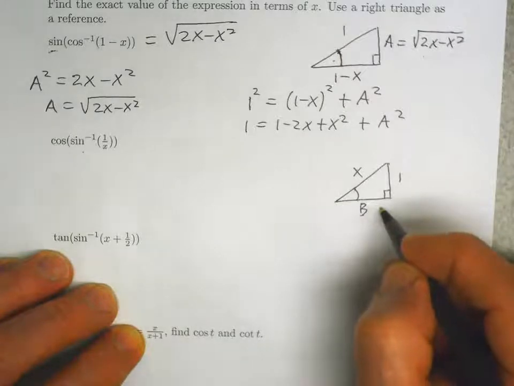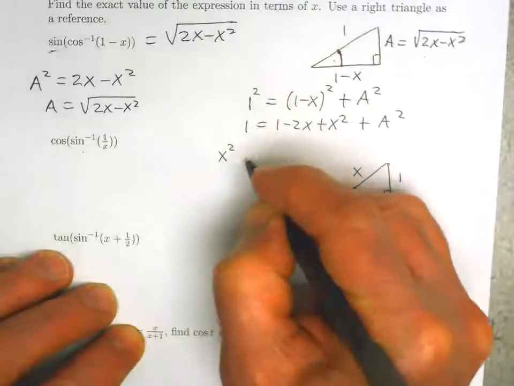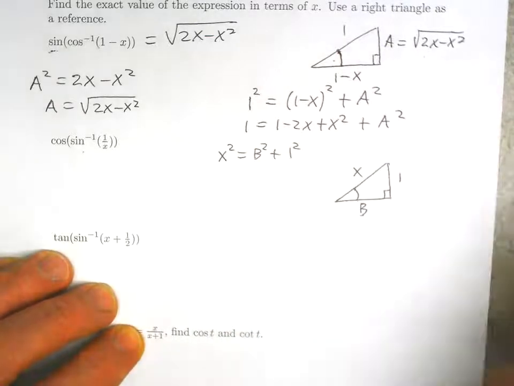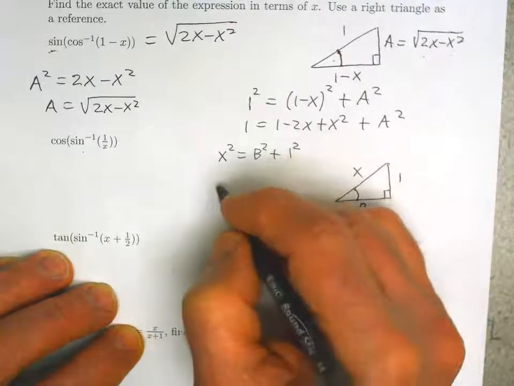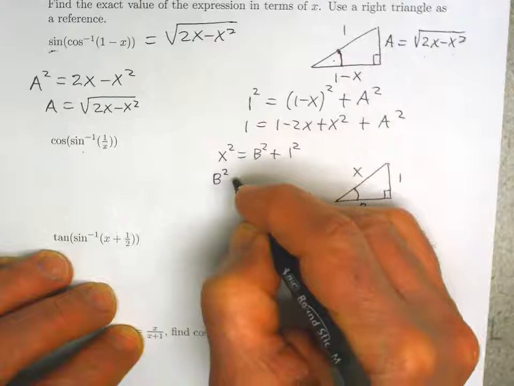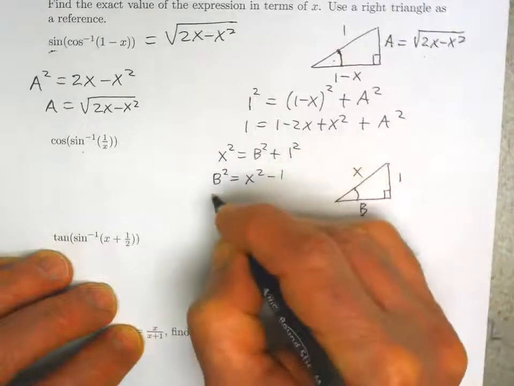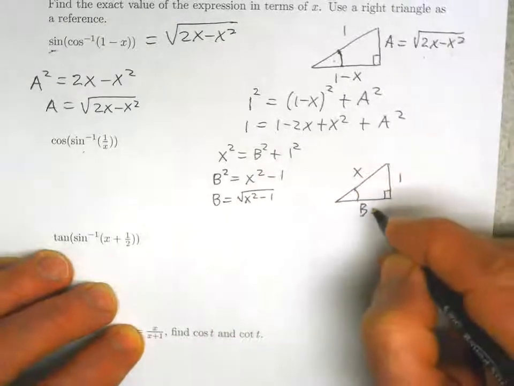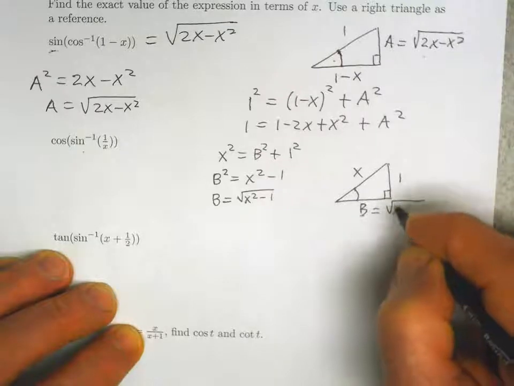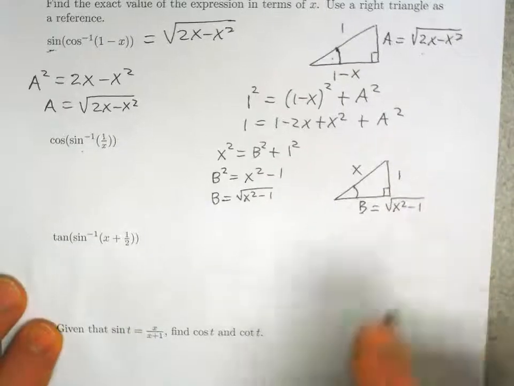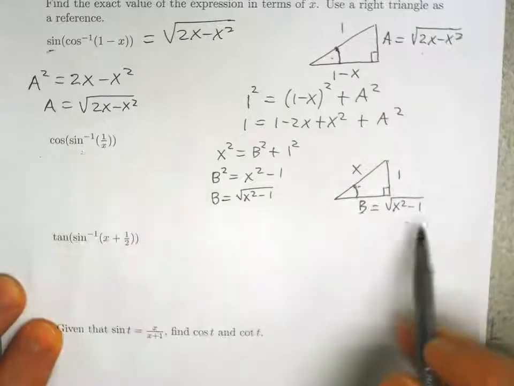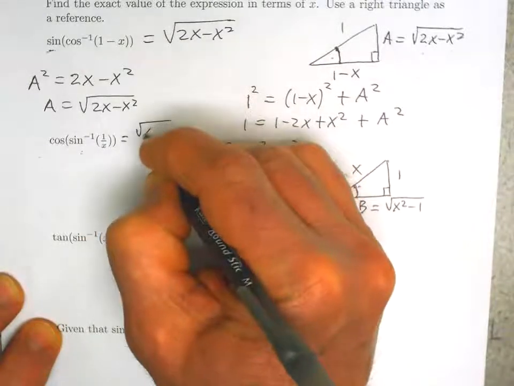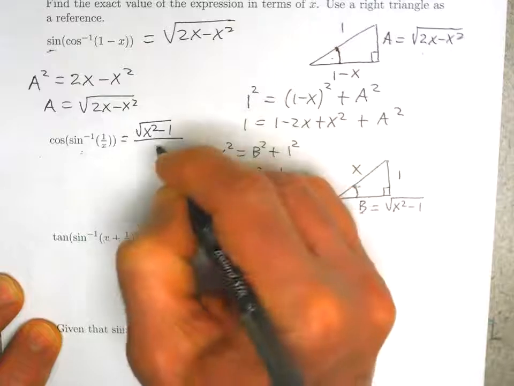Use the Pythagorean Theorem. So the square of the hypotenuse is equal to the sum of the squares of the other two sides. And so subtract 1 from both sides. We get B squared equals x squared minus 1, and so B is equal to the square root of x squared minus 1. That's the adjacent side, square root of x squared minus 1. And so the cosine of that angle is adjacent over hypotenuse, which is the square root of x squared minus 1 over x.